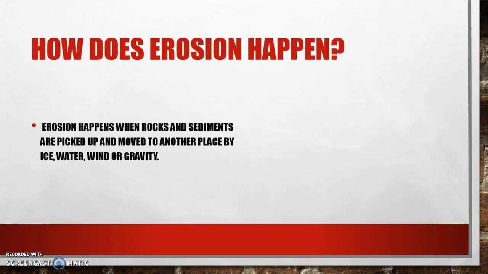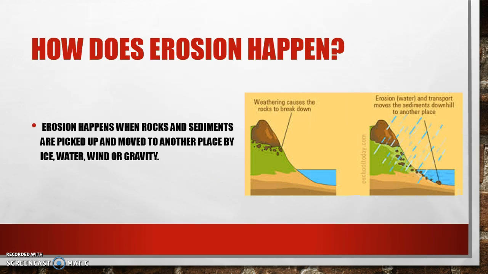How does erosion happen? Erosion happens when rocks and sediments are picked up and moved to another place by ice, water, wind, or gravity. Pretty much when it rains on the water near a hill, the rock becomes weak. You can see in the picture right here, the rock becomes weak, so it just breaks down and falls into the water. Alright.